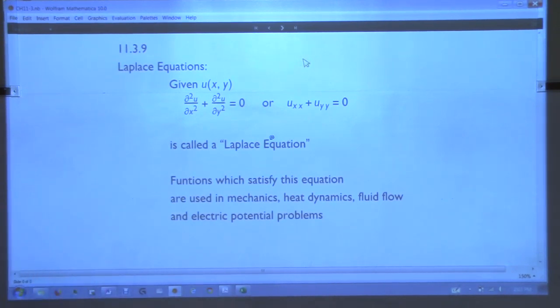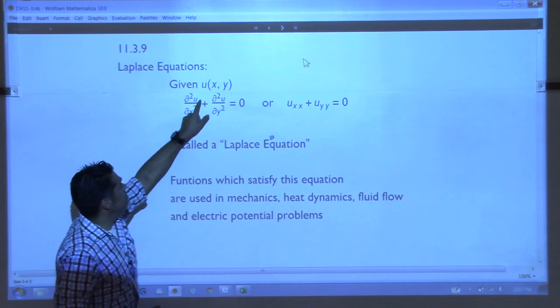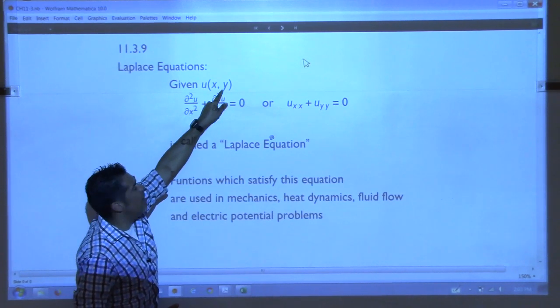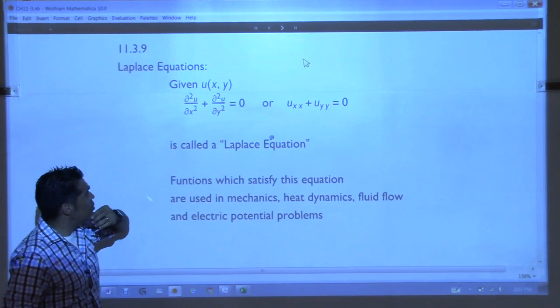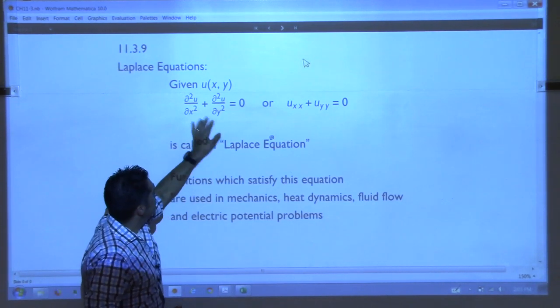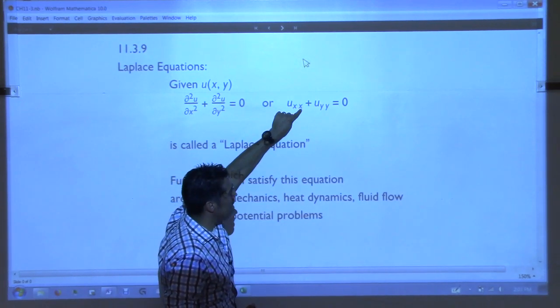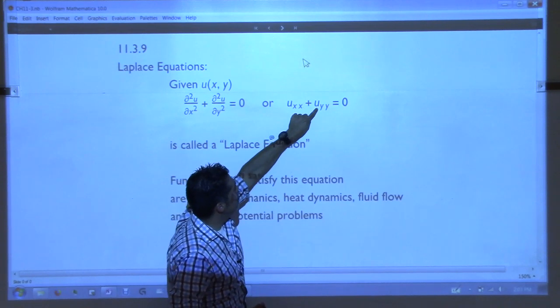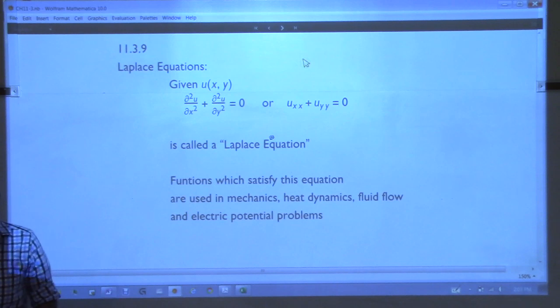So a Laplace equation is a specific type of equation that satisfies the following conditions. If you're given a function of two variables, in this case we're using u of xy instead of f of xy, then for any equation where, using this notation, the partial of u with respect to x twice plus the partial of u with respect to y twice equals 0, you're looking at a Laplace equation.